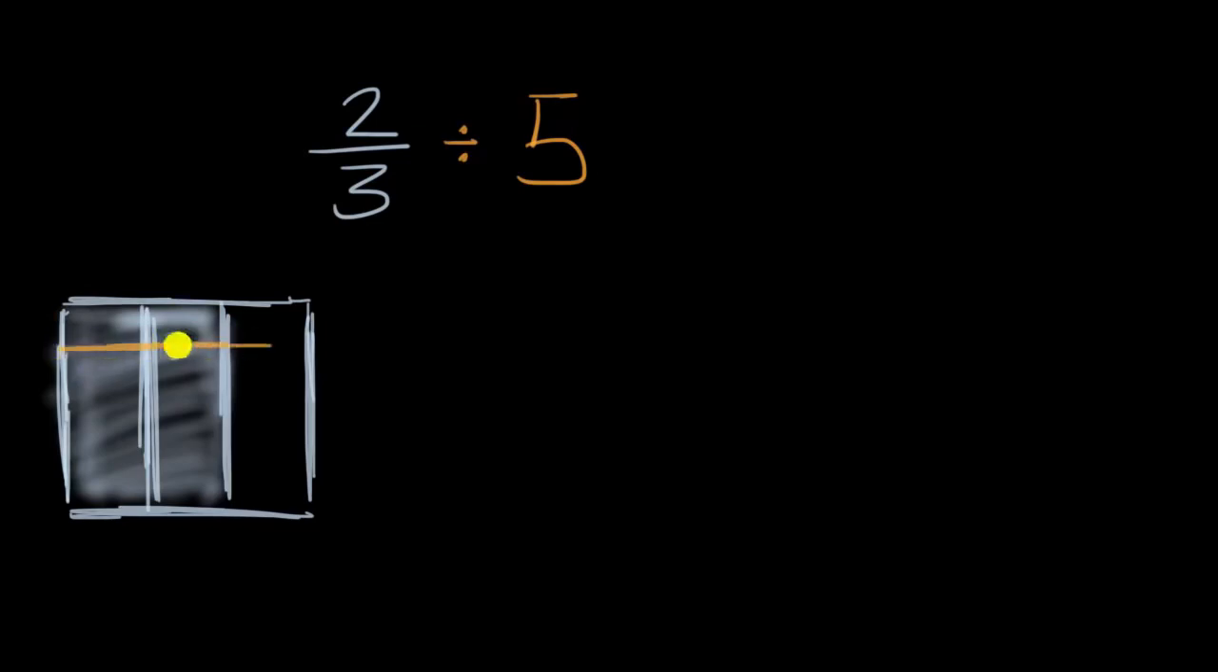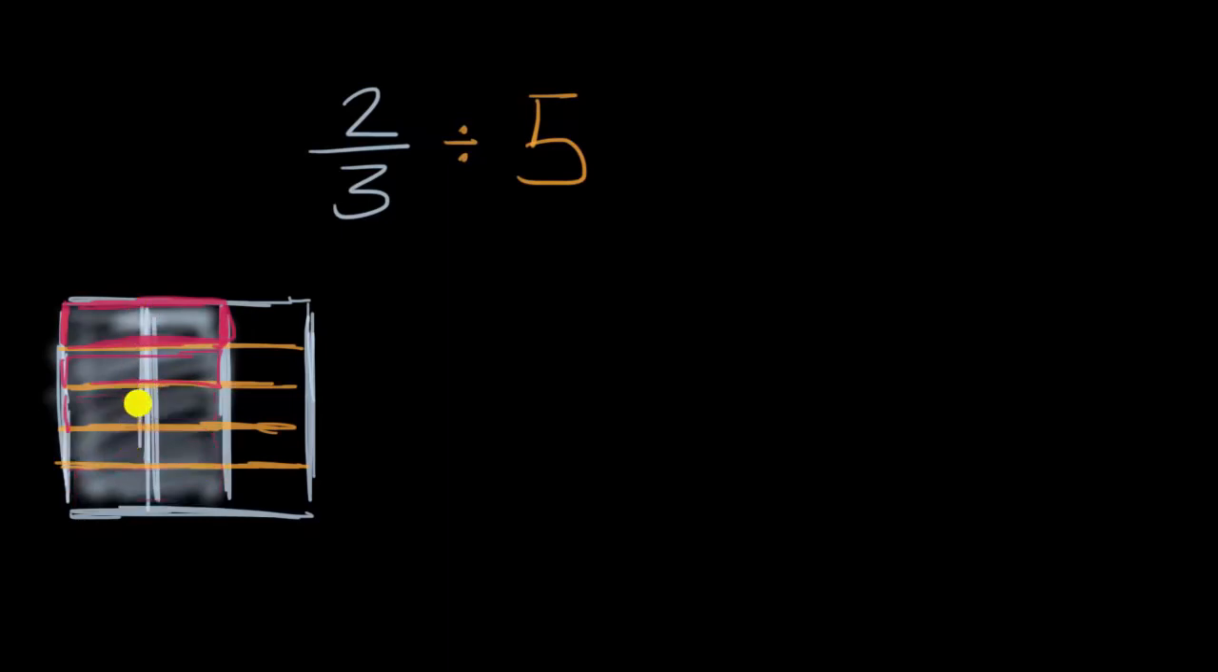So 1, 2, 3, and then 4 and 5 equal sections. So what is one of those 5 equal sections of my original 2/3? Well, this right over here is one of those 5 equal sections of my original 2/3. Notice I could draw that. I could draw another one here, another one here, another one there, and another one there. And I would have 5 equal sections that make up those 2/3.